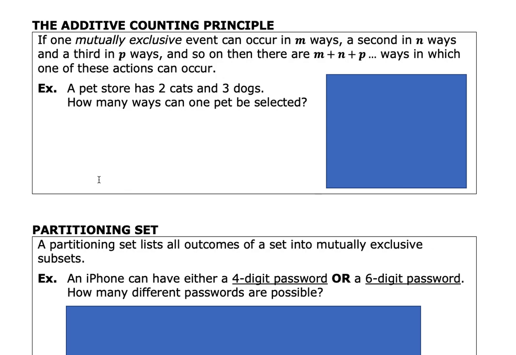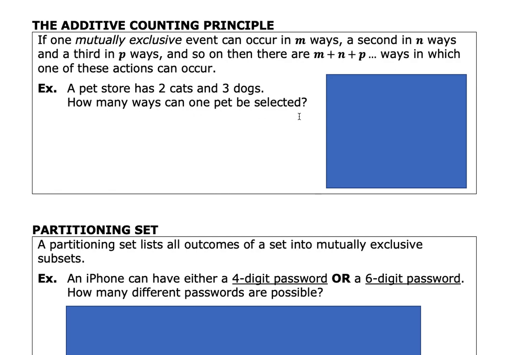In the previous example, fundamental counting principle, we thought of compound events, one after the other in a sequence, and we multiplied the number of choices in each stage. This can be thought of as one stage. You are making one decision. A pet store has 2 cats and 3 dogs. How many ways can one pet be selected?